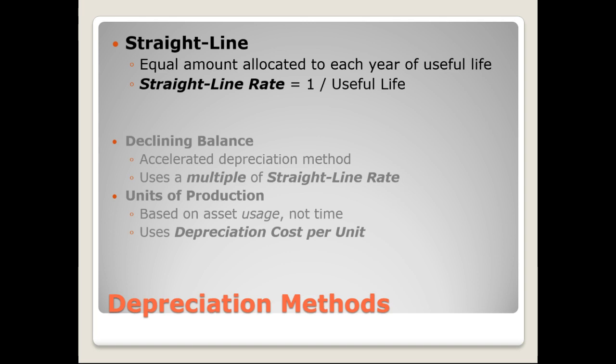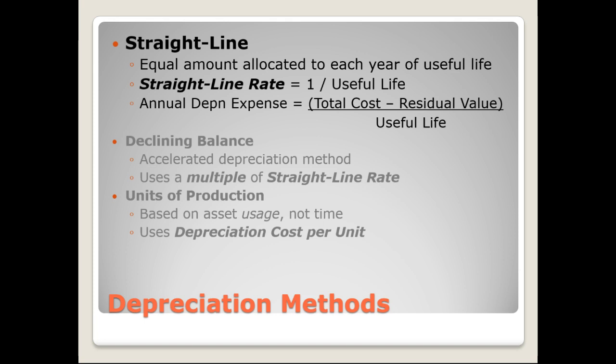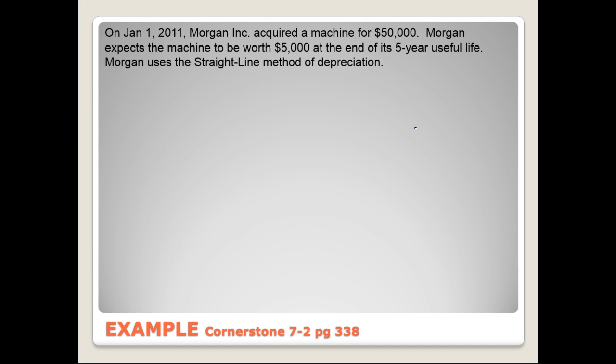Now in this method, we can calculate the straight line rate, which if you recall is 1 divided by the useful life. It should give us some percent of the total value of the asset that declines each year in depreciation expense. The easiest way, however, to account for the annual depreciation expense in dollar terms is to take the total cost of the asset. Remember, total costs might include freight and installation and some other things, minus the residual value, all divided by the useful life. So, let's try it.